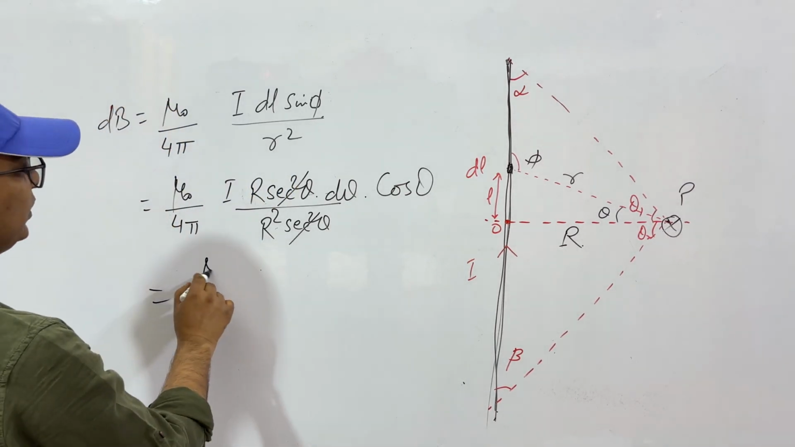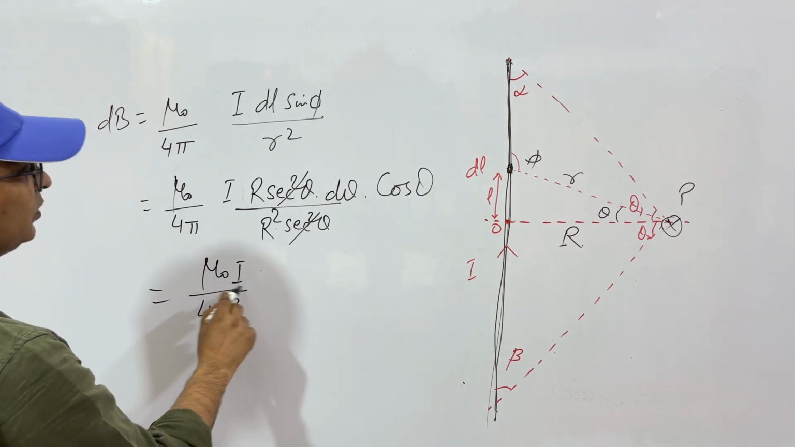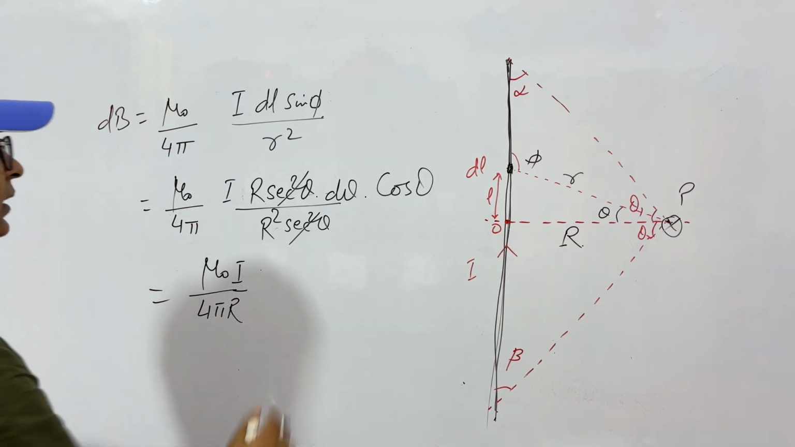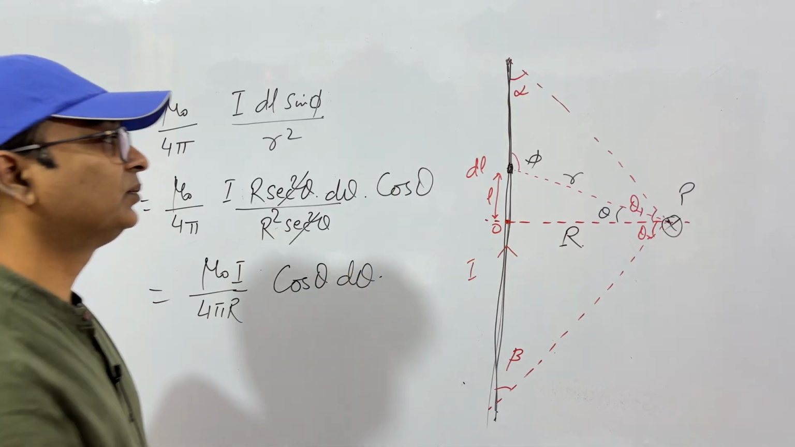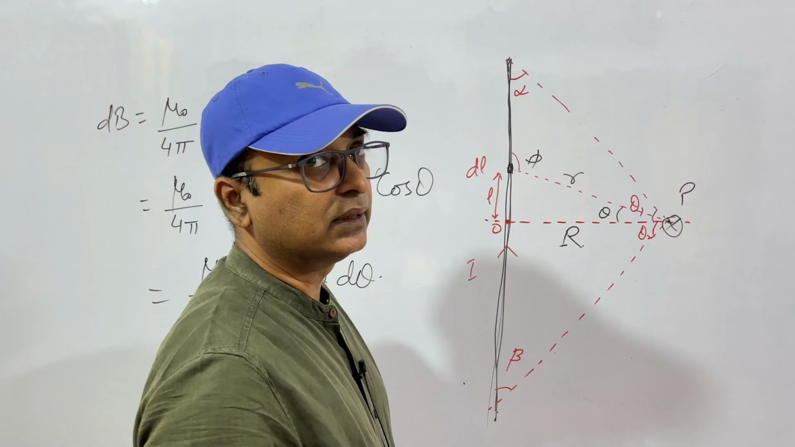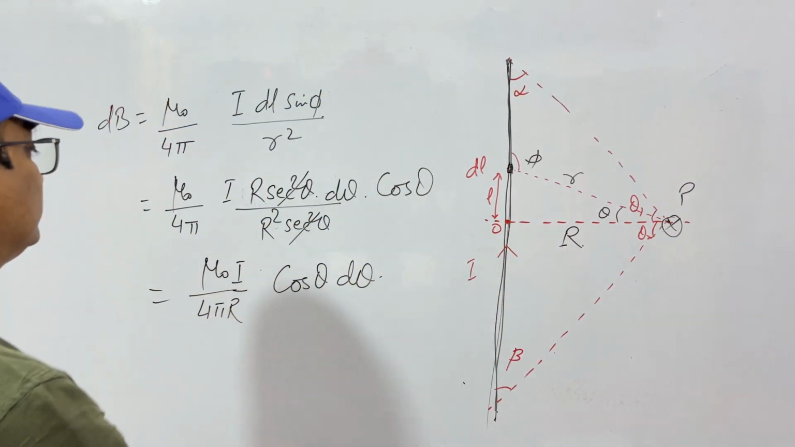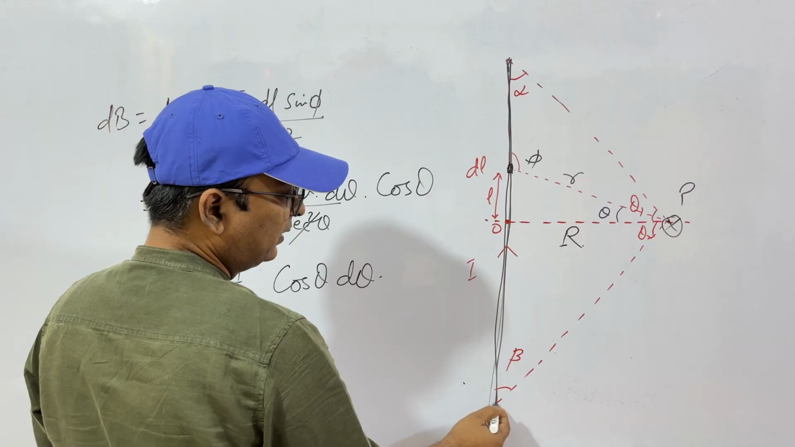So we get μ0/4πr. I'm writing I also here: μ0 I/4πr cos θ dθ. So this small magnetic field dB due to this current element is this much at this point. Direction you know. So we have to find the magnetic field due to this complete wire.